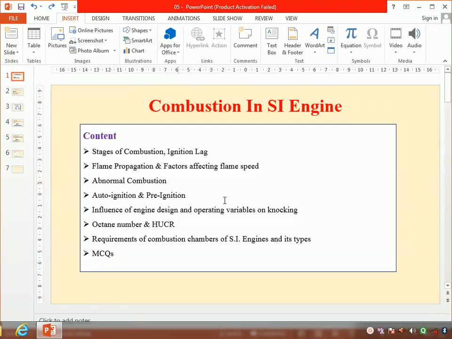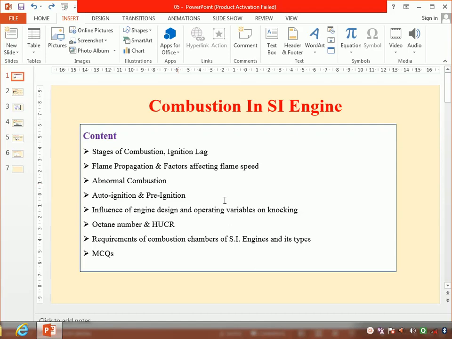Welcome friends. Today we will discuss chapter number 5 from the second section, combustion in SI engine. The various points that we have to discuss in this chapter, according to the syllabus, are the different contents here.